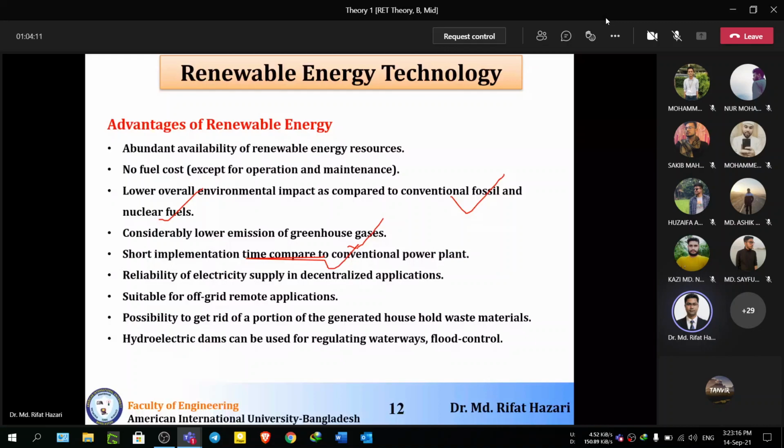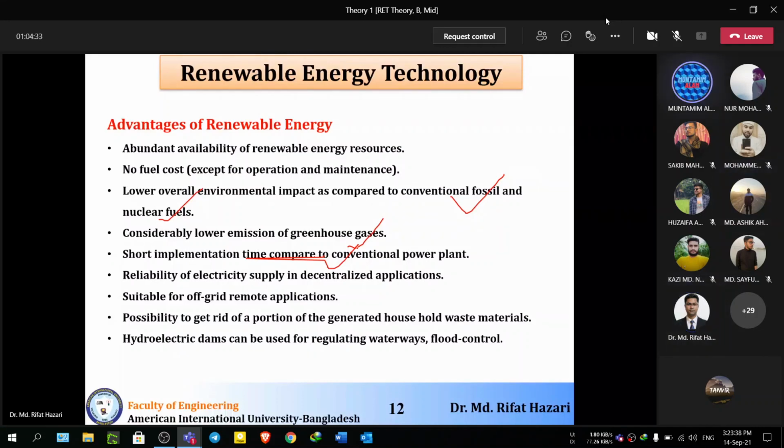Let me ask you one question. Does renewable energy have any disadvantage? Is there any disadvantage with renewable energy? Does renewable energy have any disadvantage, guys?